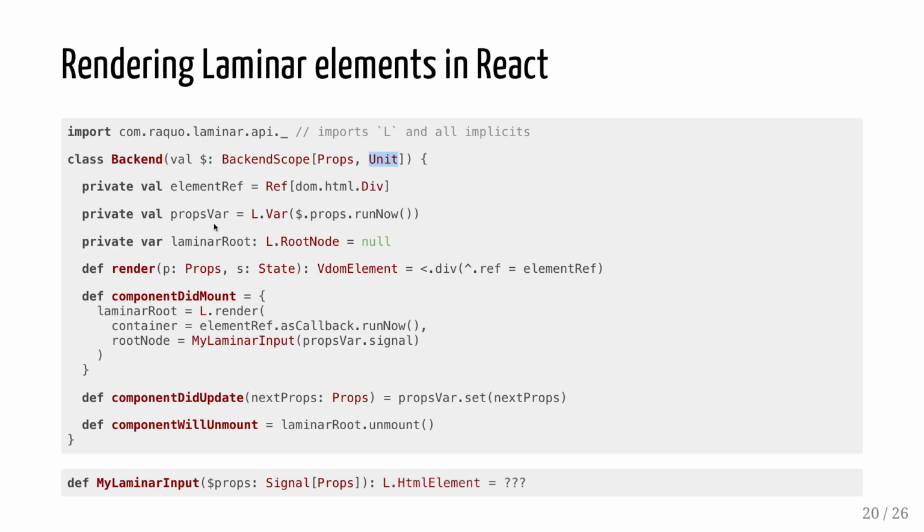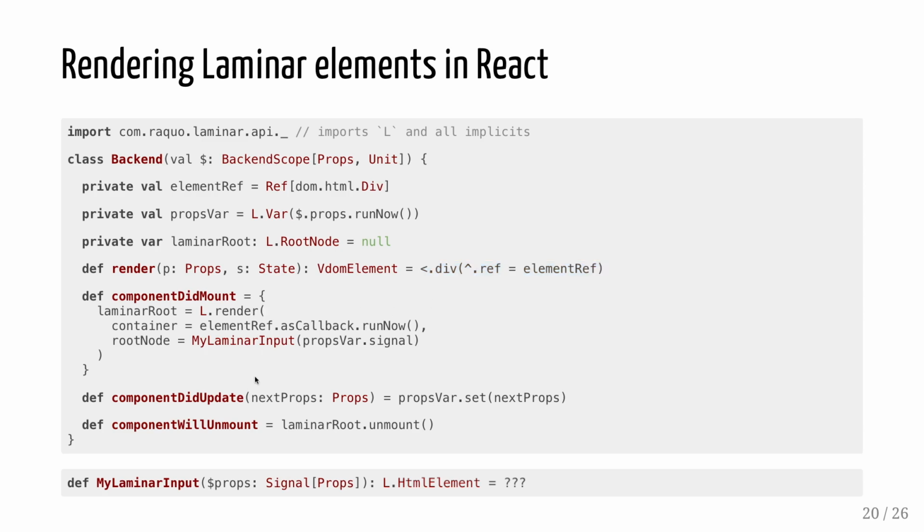We need to define a props var to store the updated props that we get from React. And we start off with props as they become available on the first mount when we mount a React component. Incidentally, at the same time, we render the Laminar element into this empty div that we've created in React. And this is just going to happen once.